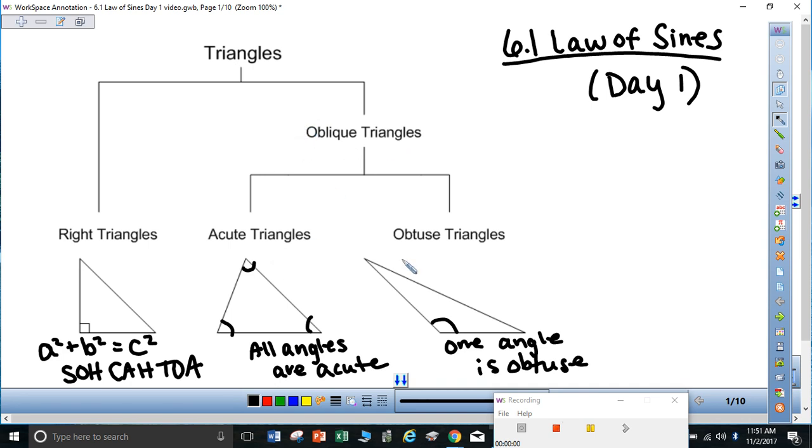There's two types of oblique triangles. An acute triangle is one where all three angles are acute, meaning they're less than 90 degrees. An obtuse triangle is a triangle where one angle is an obtuse angle, meaning that it's greater than 90 degrees.